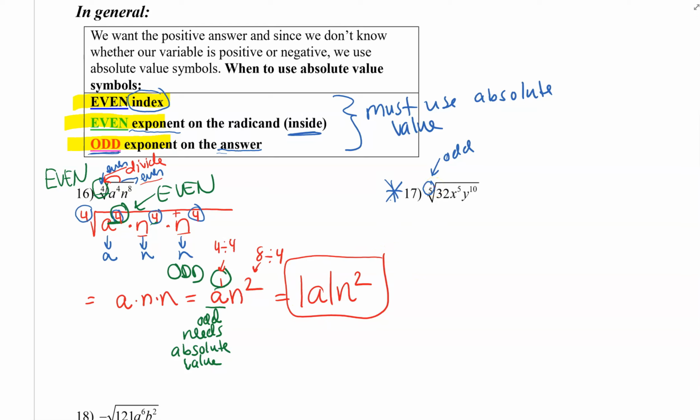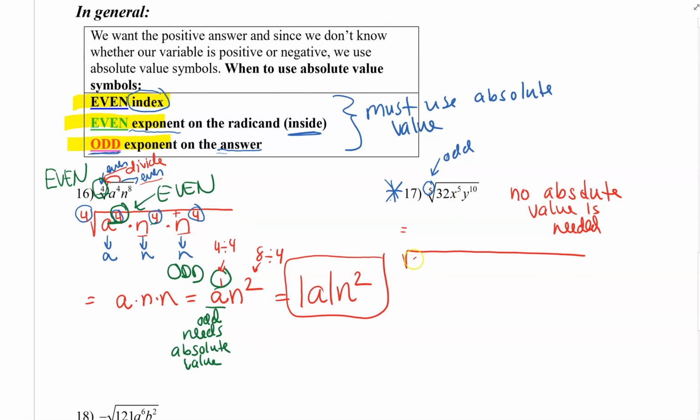Then we look at 17 and we take a nice breath, a sigh of relief, because that's an odd index. I don't need absolute value when the index begins odd. When the index is odd, no absolute value is needed. So I'm just going to go ahead and simplify the root. I'll go ahead and break down 32.